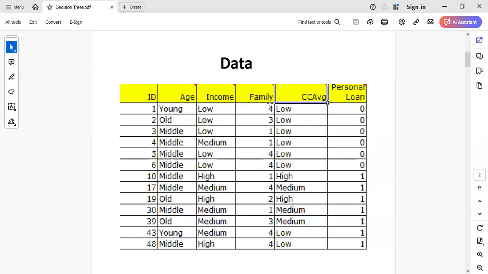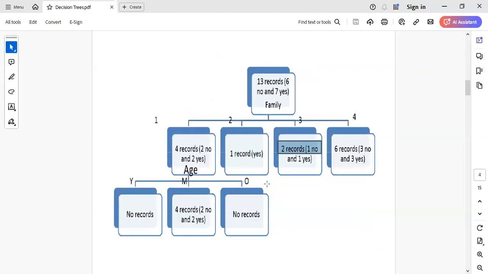And the last one is 4. Category 4, we have 1, 2, 3, 4, 5, 6 records. The first one is 0, second, third are 0. The remaining 3 are 1. So there are 6 records in category 4, 3 are no and 3 are yes.